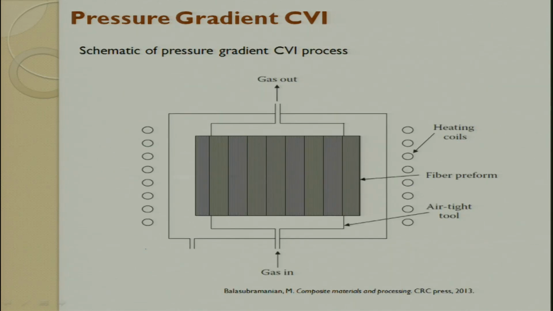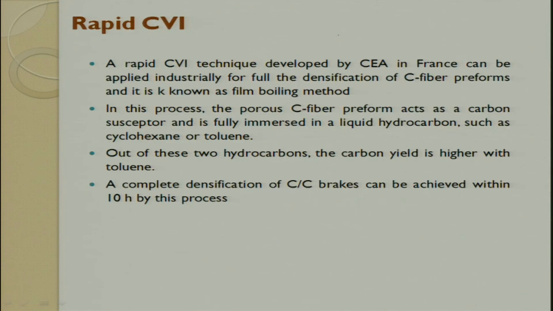The schematic diagram is seen here. This is a fiber preform, this is the gas in, this is the gas out. You have heating coils and here it is airtight, so that you make simple geometries out of it. There is a pressure gradient which is maintained such that you get the CVI done for making a carbon-carbon composite.